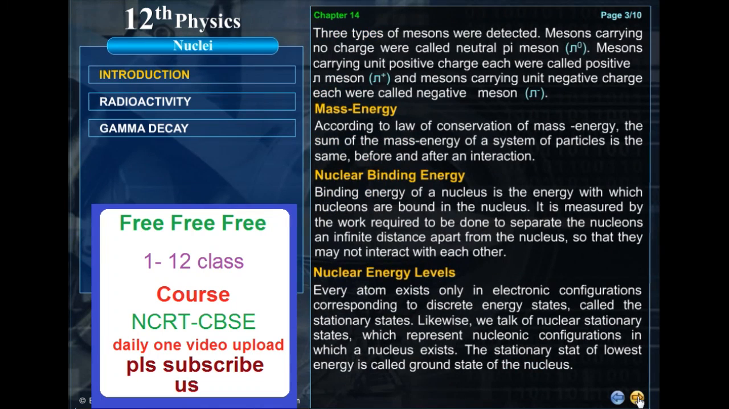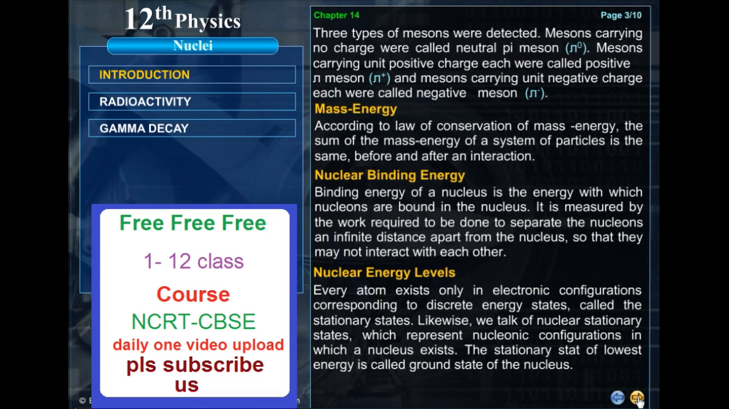Three types of mesons were detected. Mesons carrying no charge were called neutral pi meson, pi to the power 0. Mesons carrying unit positive charge each were called positive pi meson, pi to the power positive, and mesons carrying unit negative charge each were called negative pi meson.